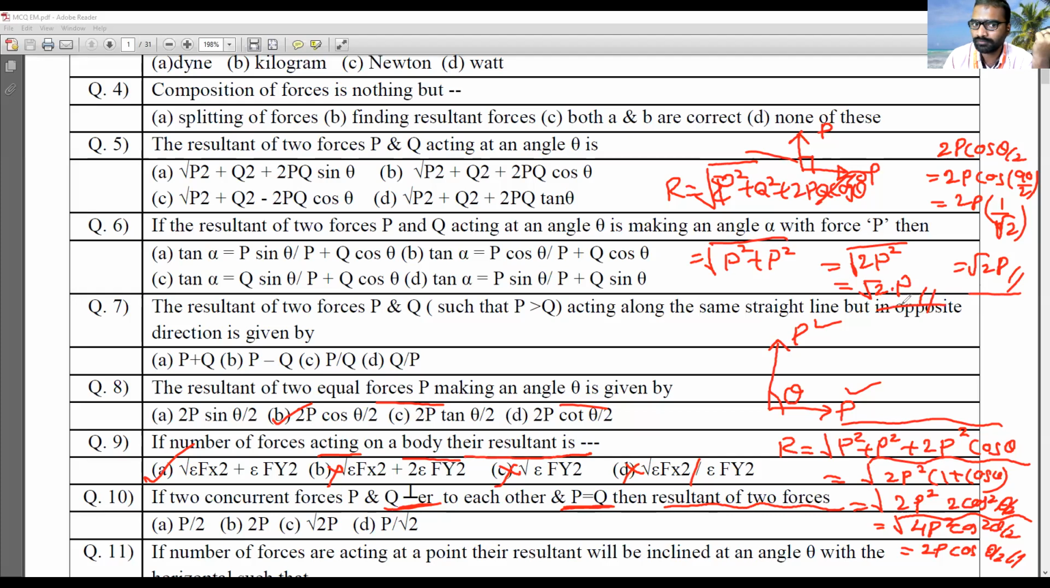Correct? Yes, sir. What is the answer? C. Option C is correct.